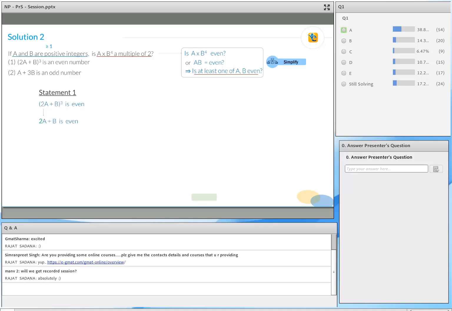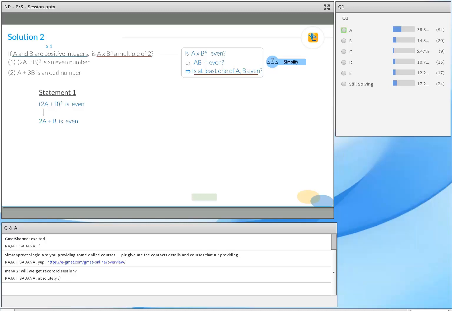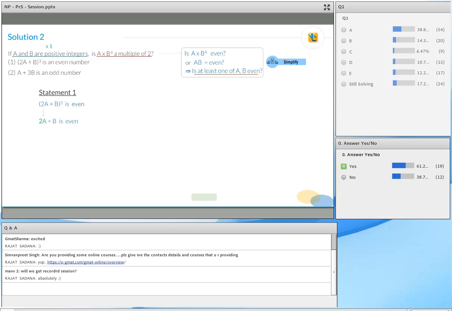Now, statement one, what does it say? Statement one says (2a plus b) whole cube is even. First of all, tell me, how many of you actually drew this inference or simplified the question statement in this manner, that at least one of a and b should be even? Even if you get to know that one of a or b is even, that's going to be enough for you to answer the question, that the product ab is even. It's very important to understand the implication of this. Essentially, even if you know that a is even, regardless of your lack of knowledge of what b is, you would still be able to answer the question. That distinction is very important. So let's look at this.